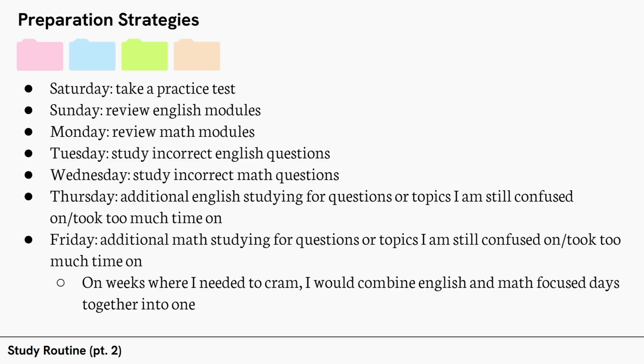So for example, you see how for Sunday and Monday I reviewed the modules for each subject separately. I would combine both of those days and review both the English and math modules for that day. Going into the specifics of what resources I used per day. On Saturday, for the practice test, I took the Blue Book practice test. On Sunday and Monday, when I was reviewing, I would just go onto the College Board website, see the diagnostic for the practice test I took on Blue Book, and I would just review that.